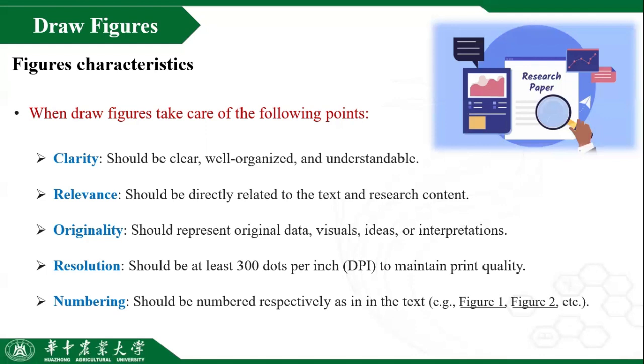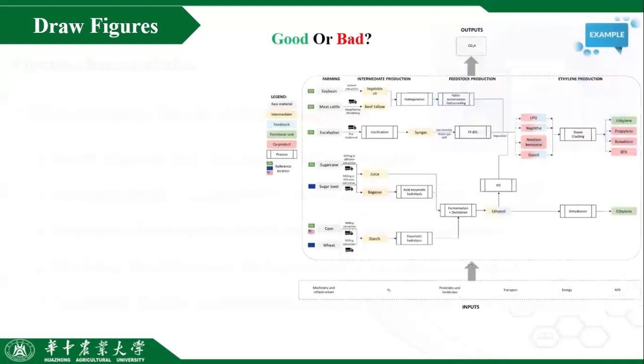Figures should have high resolution. This can be found in the instructions of the journal. They mention that the DPI shouldn't be less than 300. And for numbering, don't forget to number your figures in a row. What do you think about this?